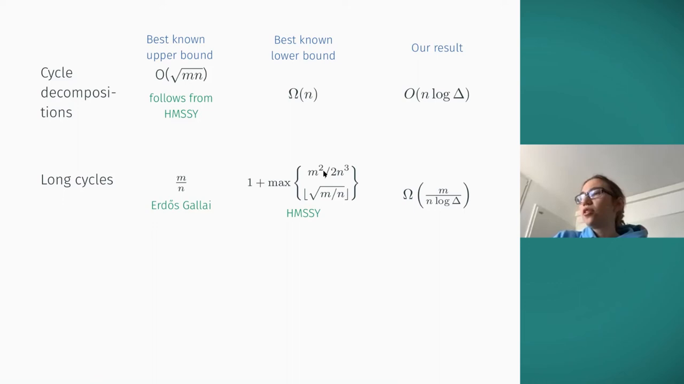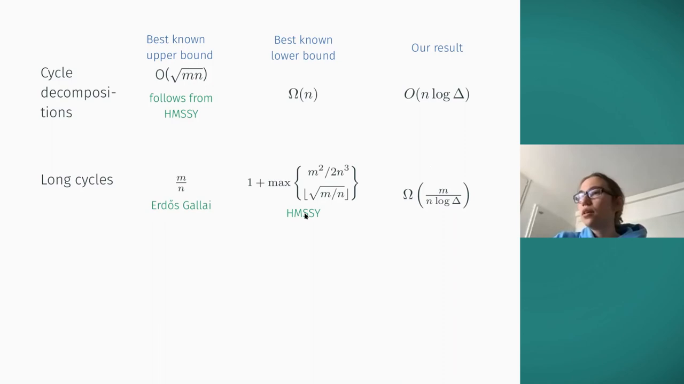I did not talk about how we find long cycles, because we basically don't. We take the decomposition and say, okay, I took my M edges and decomposed into N log delta cycles. So one of them has to have at least M over N log delta edges. This is how we get this bound. It's quite competitive to the best known bound, so we actually get quite some improvement.